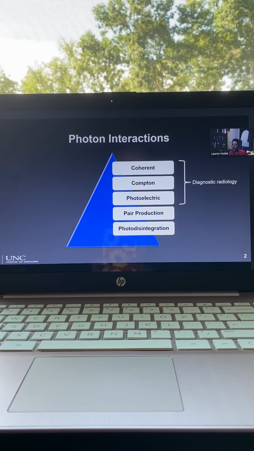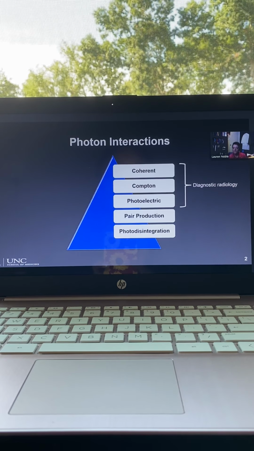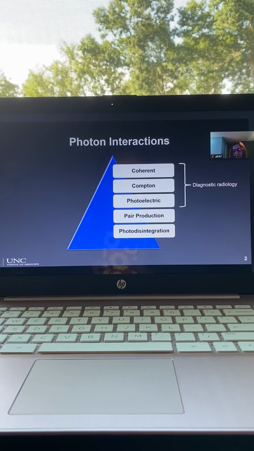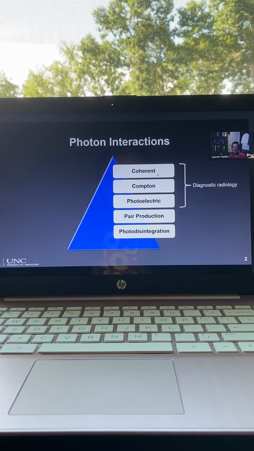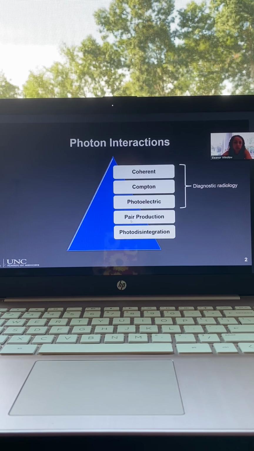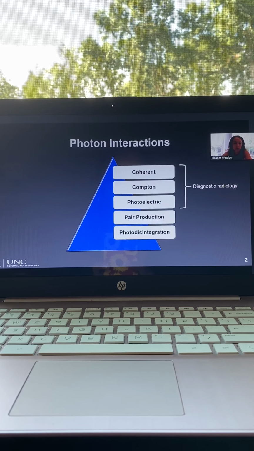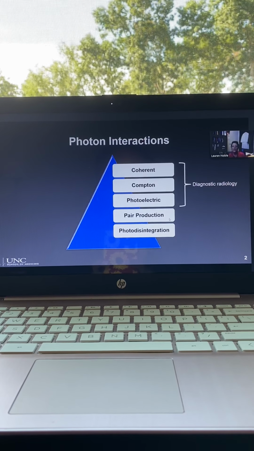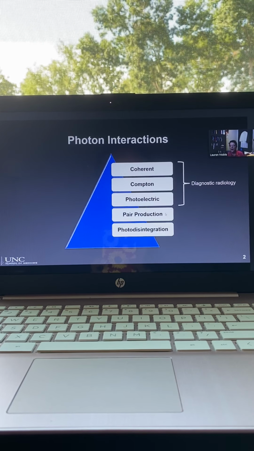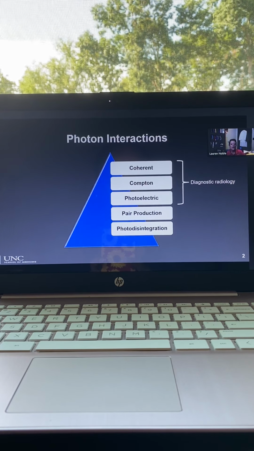So you did talk about all 5 of these? Yes. Okay, so you did hit all 5. Did you spend the most amount of time with coherent, Compton, and photoelectric? Yeah, we brushed kind of past pair production and photodisintegration, but we talked a lot more about the ones used in diagnostic. Okay, and that makes sense. And we'll do the same thing. We won't spend a lot of time on pair production and photodisintegration because it's not something that we would experience in diagnostic imaging.